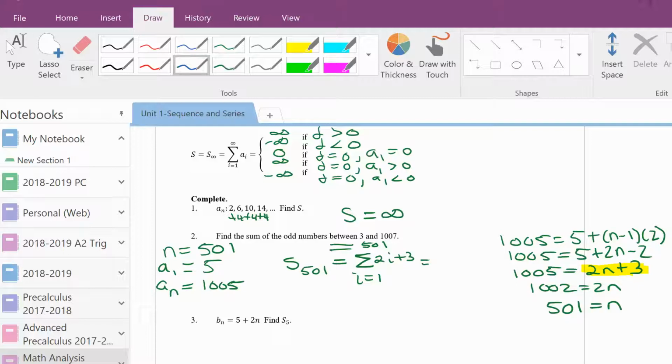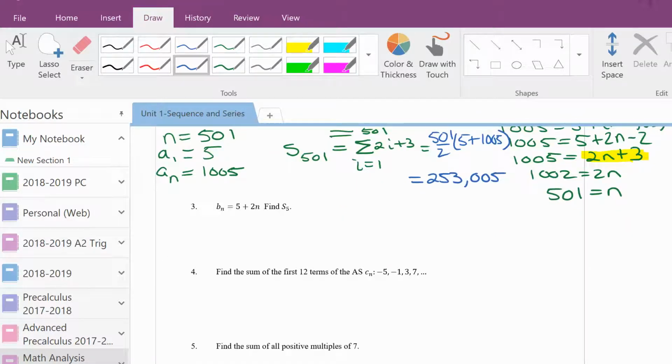So when we find the sum, we're going to take the number of terms, divide it by 2, times the sum of the first, which is 5, plus the last, which is 1005. And when you multiply that, you get that it's equal to 253,005. And that's how you would write it.